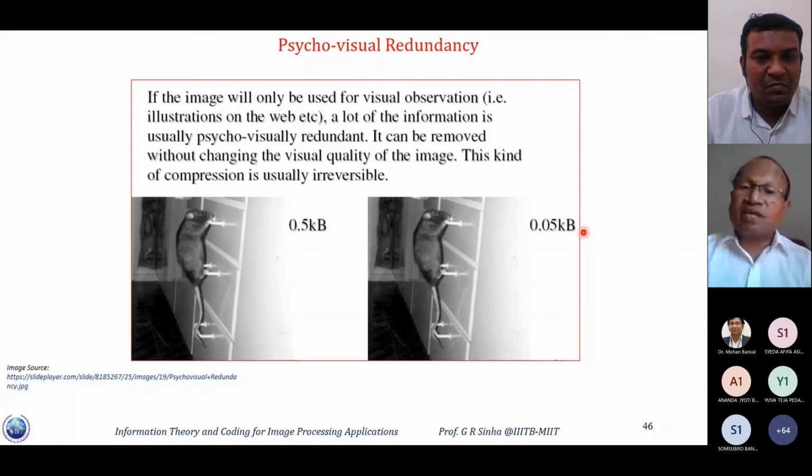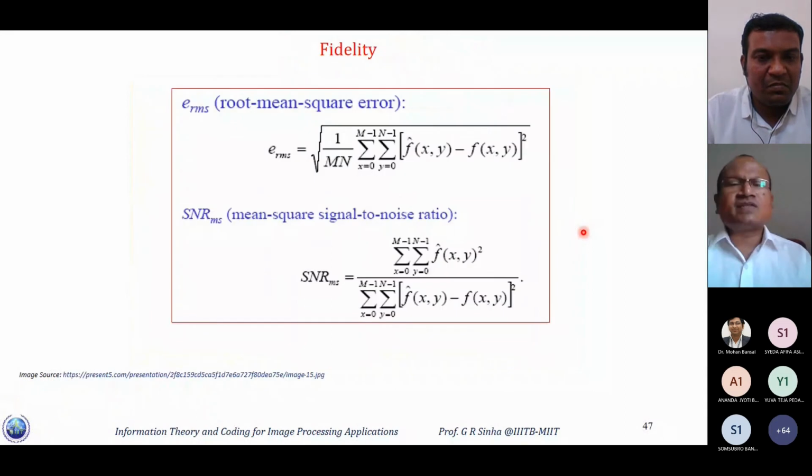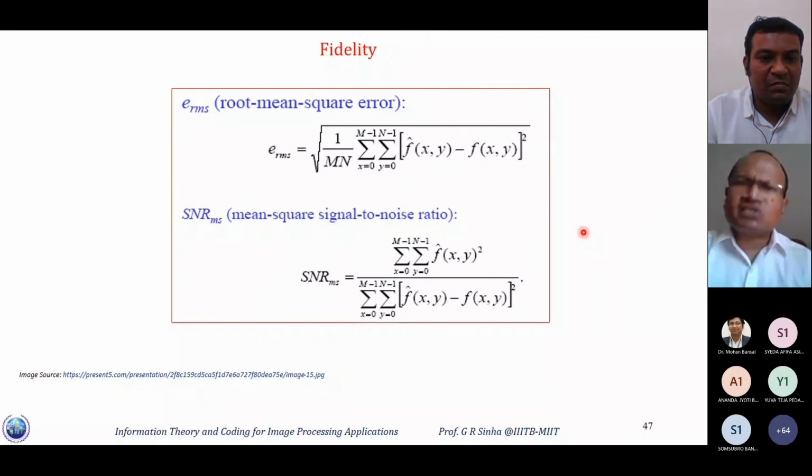The second one is the compressed one, but it is affecting our visual capability. Visual capability is limited, but for machine understanding this is not bothering, and therefore this redundancy can also be exploited. So I was telling you, how do you know that the compressed output has fidelity?